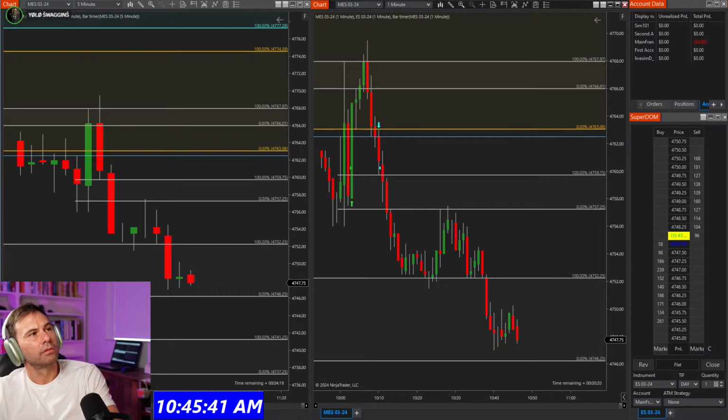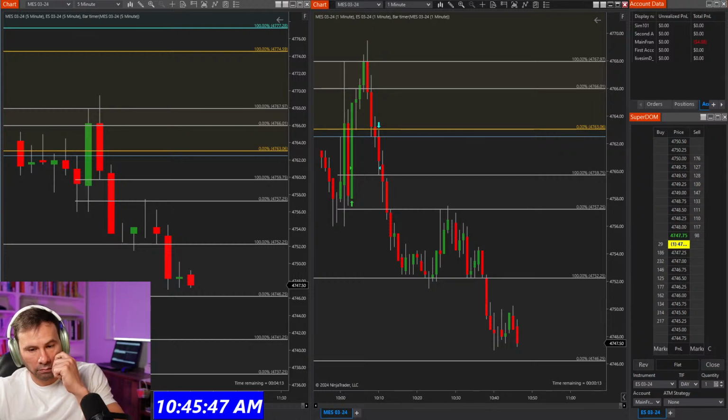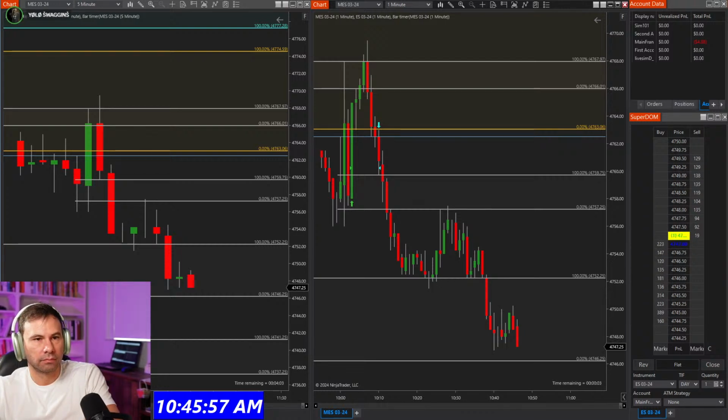Nah, it's chopping too much for me to take it. VIX looks like it's starting a rising wedge on the 5-minute chart. Looks a little fishy.